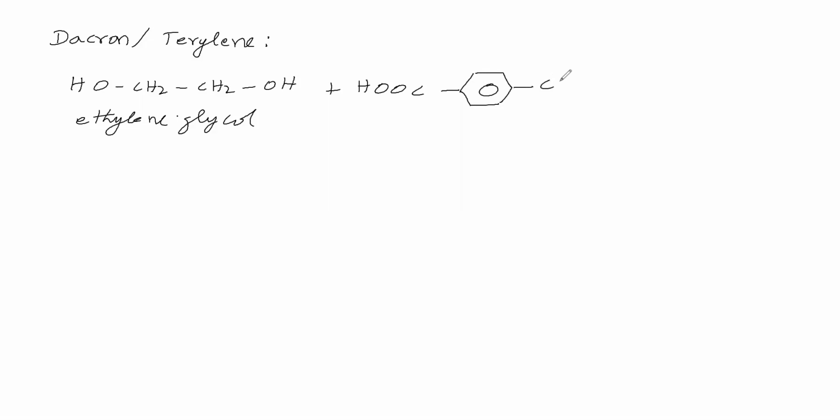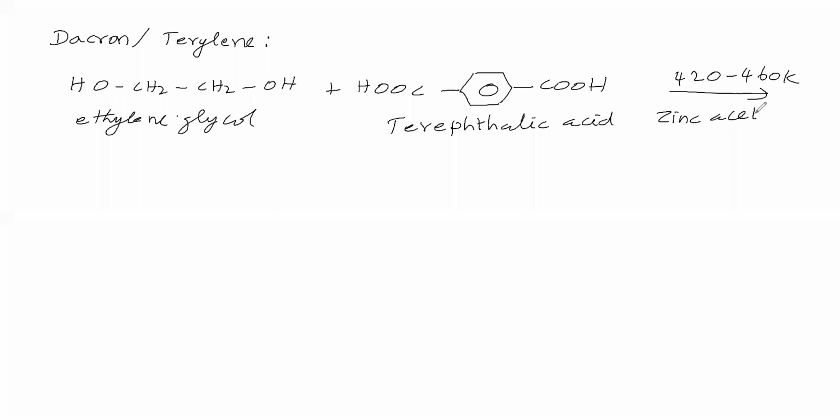Terephthalic acid we will take. It is heated to 420 to 460 Kelvin. Then zinc acetate and antimony trioxide are added as catalyst. This mixture acts as catalyst.